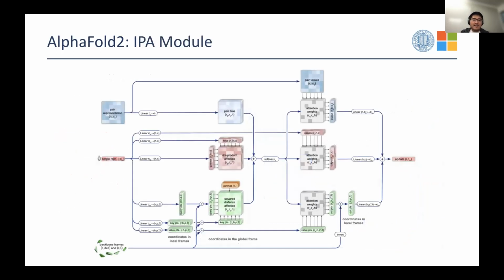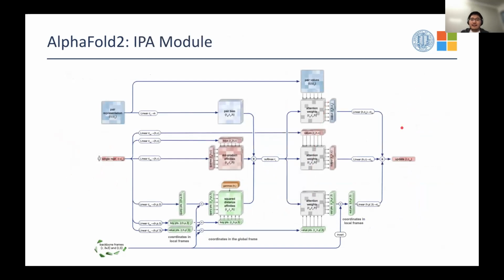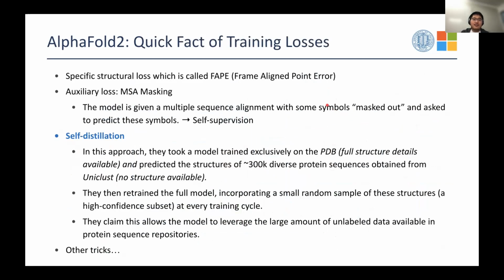This is not the end, and there are a lot of them. But we are quite close, because the structure module is relatively simple, there's only one IPA module here. Before we end, I also want to point out one training strategy here, which will probably be transferable to other settings.